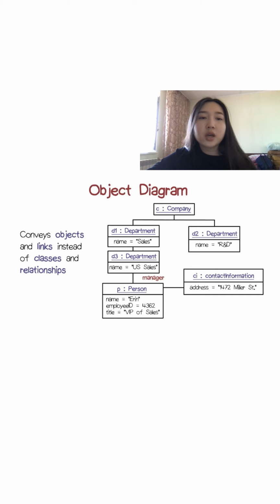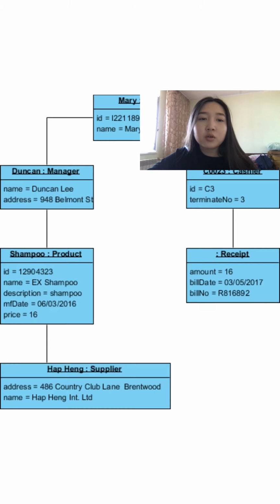Next, object diagram. Object diagrams are dependent on the class diagram as they are derived from the class diagram. It represents an instance of a class diagram. The object diagram helps in portraying a static view of an object-oriented system as a specific instance.